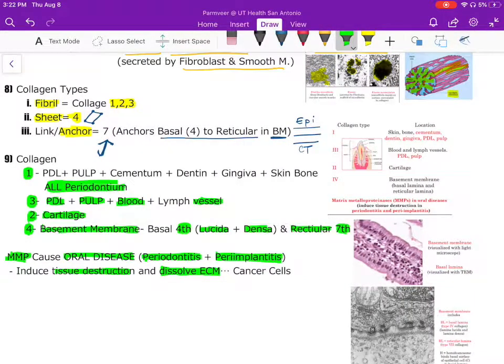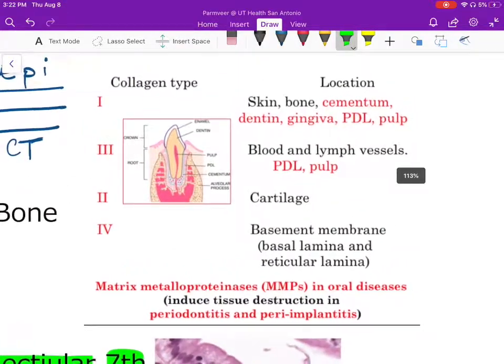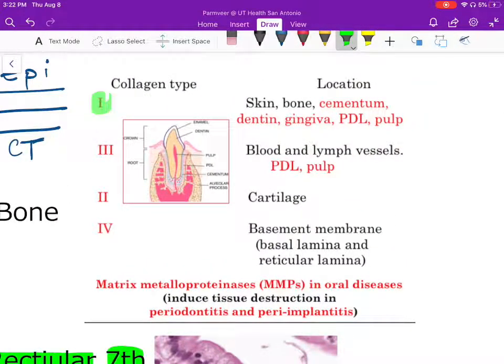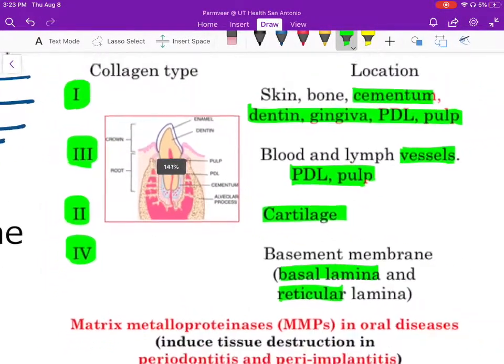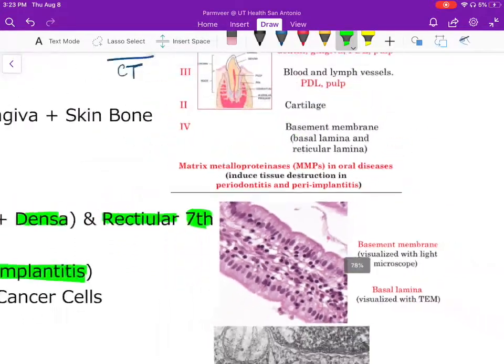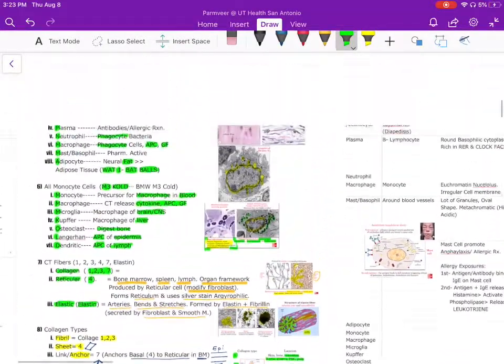So once again, another picture that is pretty good to burn in your memory. So here you have your collagens, 1, 3, 2, 4. Like I said, 1 is usually most of the periodontium. 3 is also PDL pulp, but mostly the vessels. 2 is the cartilage, and 4 is your basal and reticular lamina. And once again, matrix metalloproteinases, they cause oral diseases because they start breaking down the extracellular matrix. So I hope this is a good image for you guys to remember. Then we will go do another recap.